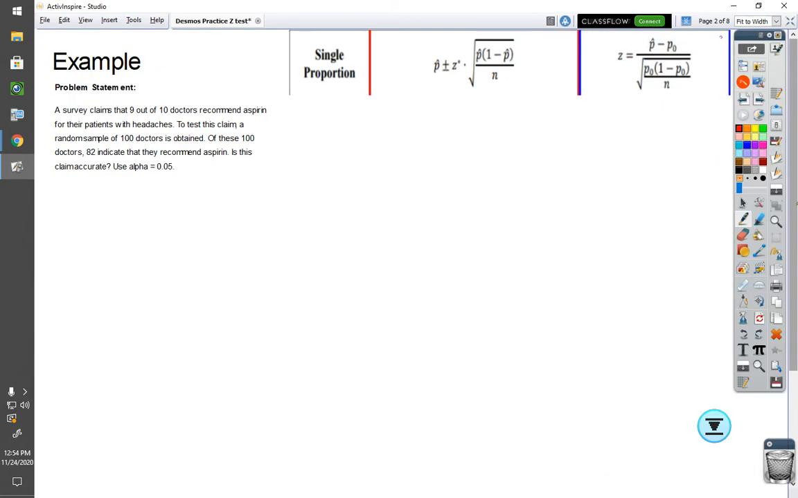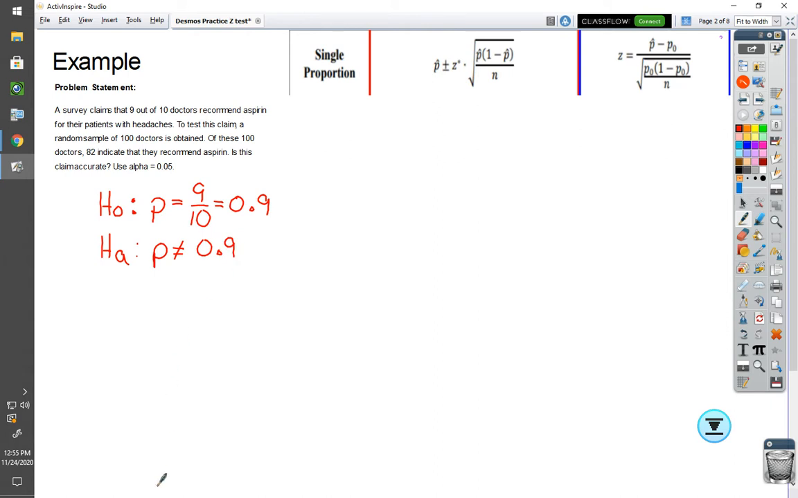In the first question, it says, a survey claims that 9 out of 10 doctors recommend aspirin for their patients with headaches. So first of all, let's write down a few things that we know. The H sub O, or the claim, is that the proportion of those recommending aspirin is 9 out of 10, or 0.9, which also means that our alternative hypothesis is that P is not equal to 0.9.